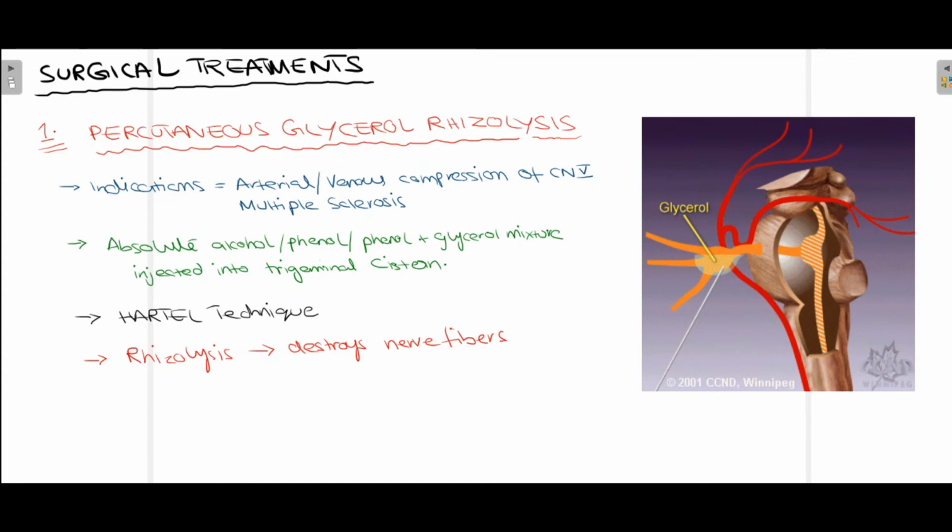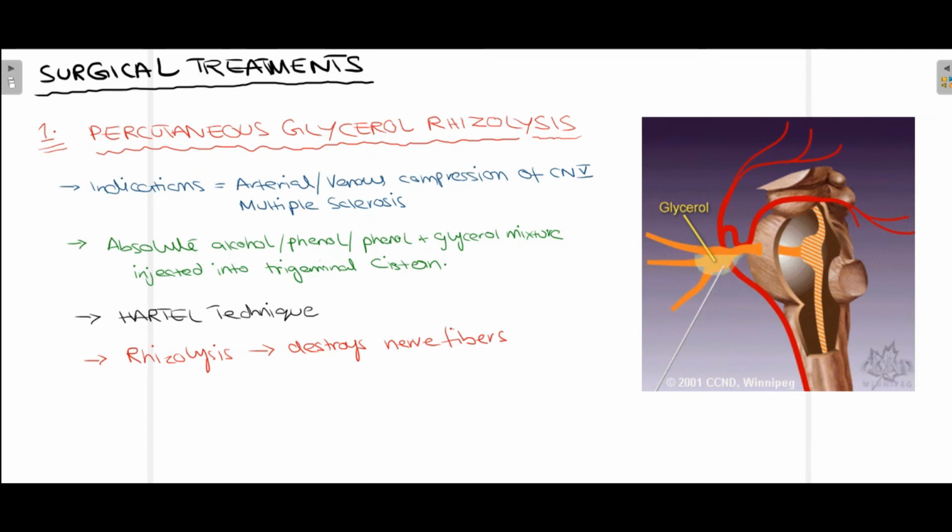Now, what do we do in this treatment option? Firstly, we use absolute alcohol. We can also use phenol, or a phenol and glycerol mixture, and this mixture is injected into the trigeminal system. As you can see in this case, the mixture of glycerol is injected into this space, which is the trigeminal system. We can do this by using the Hartel technique. It's a technique in which we perform percutaneous glycerol rhizolysis in order to achieve this treatment option.